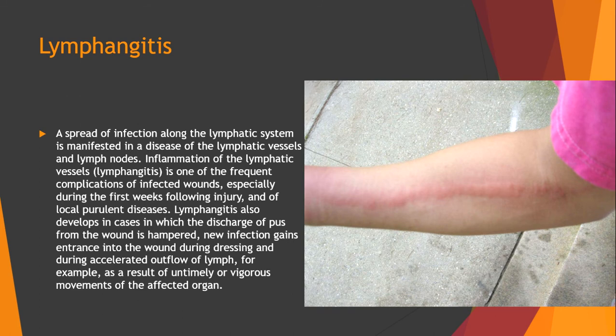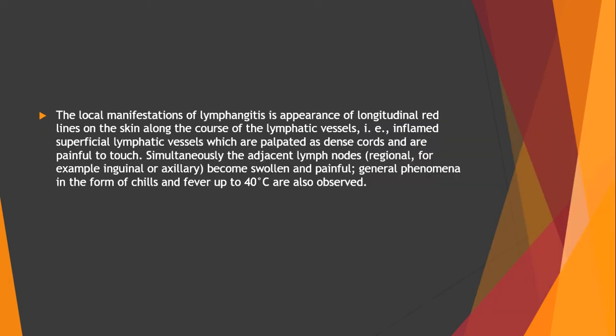Lymphangitis. A spread of infection along the lymphatic system is manifested in a disease of the lymphatic vessels and lymph nodes. Inflammation of the lymphatic vessels, lymphangitis, is one of the frequent complications of infected wounds, especially during the first weeks following injury and of local purulent diseases. Lymphangitis also develops in cases in which the discharge of pus from the wound is hampered. New infection gains entrance into the wound during dressing and during accelerated outflow of lymph, for example, as a result of untimely or vigorous movements of the affected organ.